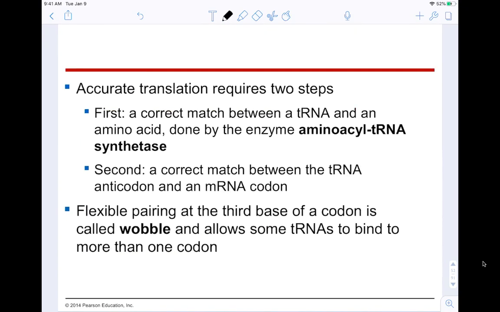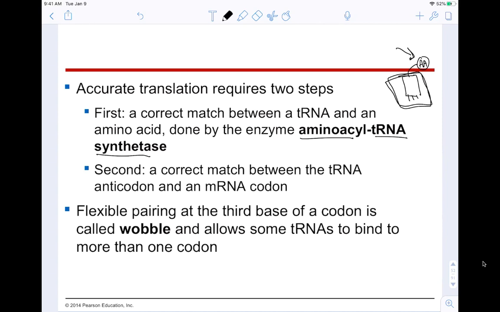So accurate translation requires 2 different steps. First, the correct match between a tRNA and an amino acid. So remember that the tRNAs are carrying amino acids. So the tRNA subunit has to be carrying the correct amino acid. And this is done by an enzyme called aminoacyl tRNA synthetase. So we're synthesizing, synthetase is going to synthesize a tRNA that has aminoacyl groups on it. So that's the amino acid.